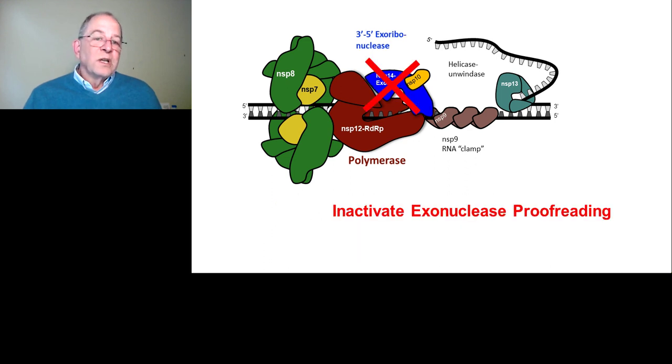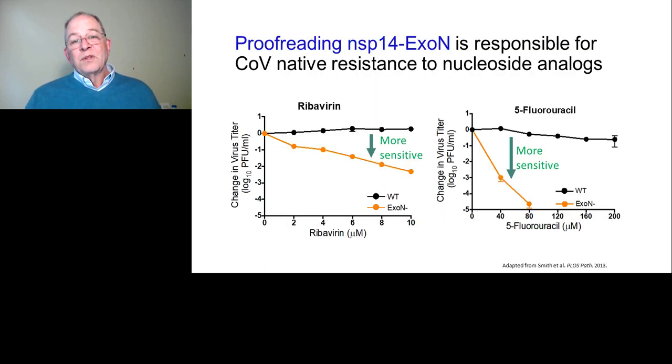So what we've done is knock out that enzyme by putting mutations in it genetically and rescue these viruses, and we get a virus back that makes more mistakes. It has a mutator phenotype. When we then go back and test these same compounds with the virus lacking the exonuclease, we find it's now susceptible. So in fact, it is possible for these kinds of drugs to inhibit coronaviruses. You just have to get rid of the exonuclease, or bypass it.